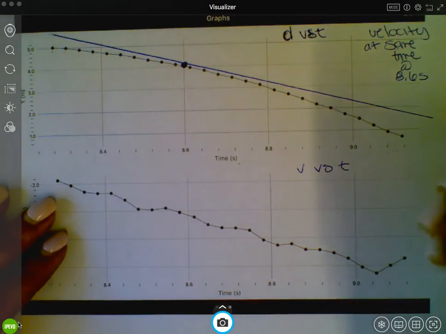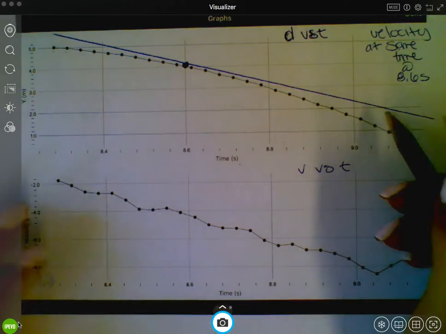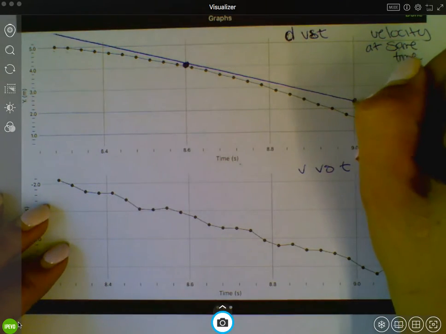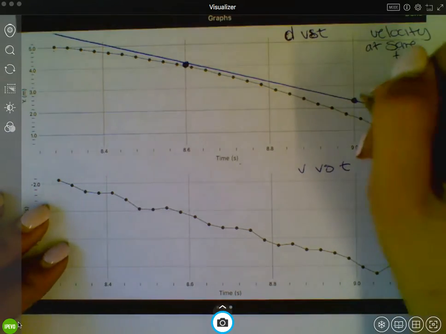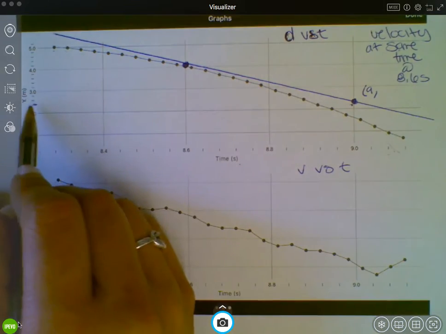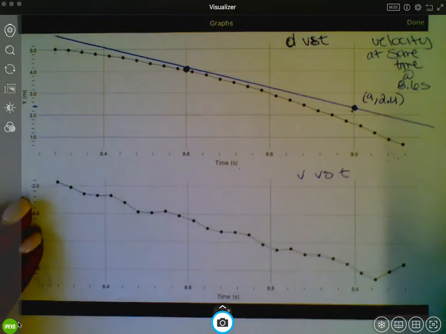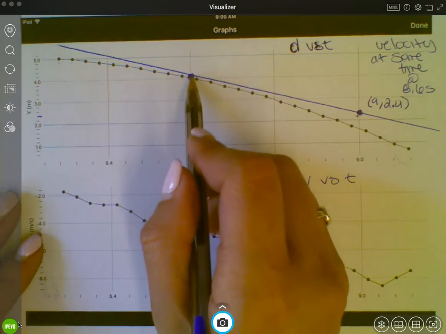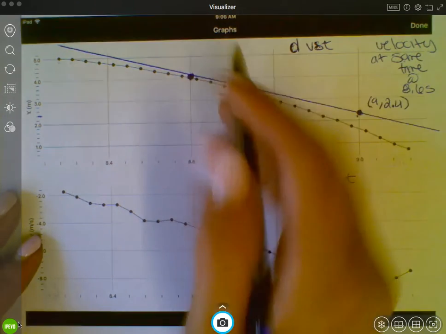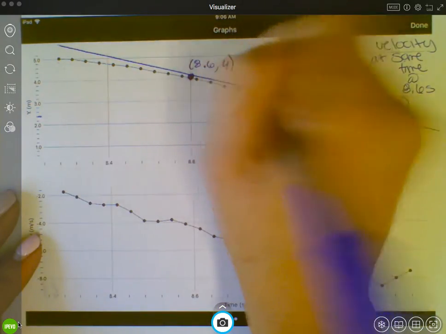To find the slope of the tangent line, we're just going to pick 2 points. I would highly recommend picking points that line up with graph lines because it ends up being easier for you. So I'll pick maybe this point, and that would be 9 on the x-axis, and on the y-axis it's like 2.4-ish. Estimating's okay. And then I'll keep this point because it looks like it's on both graph lines. So it's 8.6 on the x and 4 on the y.